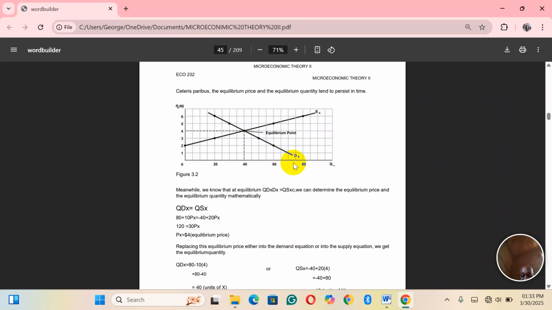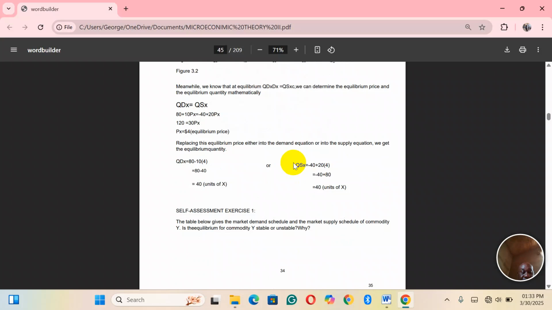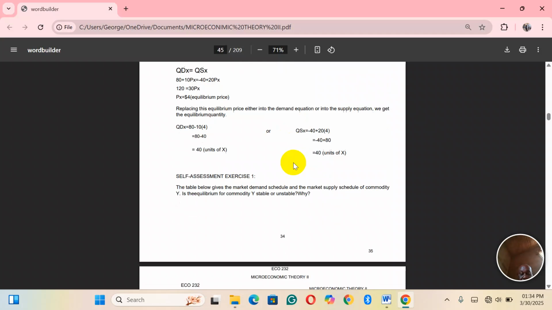Replacing the equilibrium price into either the demand equation or the supply equation, we also get the equilibrium quantity. The quantity demanded is 80 minus 10 times 4, which is 80 minus 40, so we have 40 units of x. For the quantity supplied, it is minus 40 plus 20 times 4, that is minus 40 plus 80, and we have 40 units of x. So we are able to prove the equation that we have just seen.